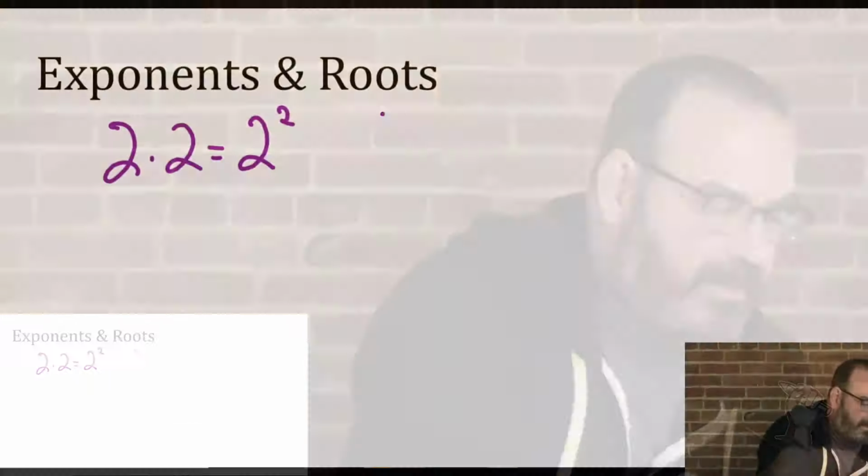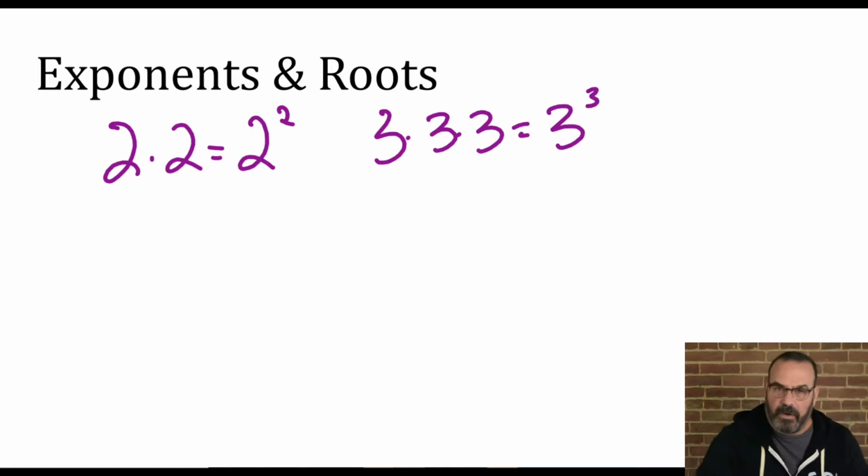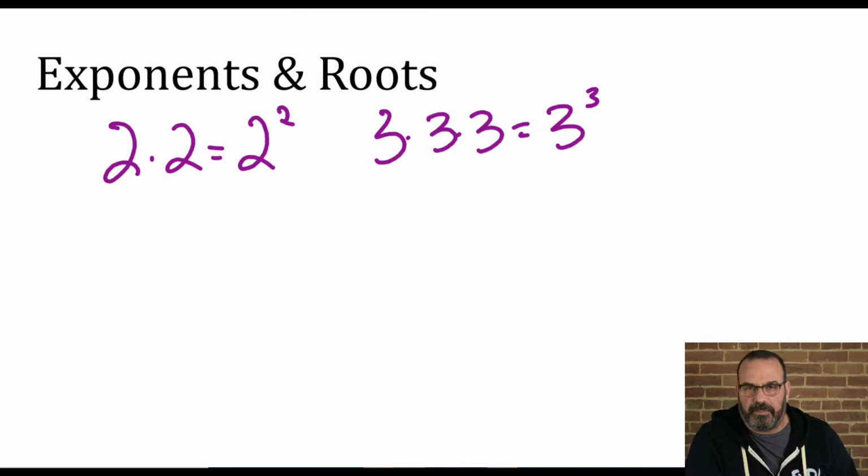All right, the ACT. The ACT tests exponents and roots. What's an exponent? An exponent is simply when a number is multiplied by itself. We call that an exponent. So if 2 is multiplied by itself 2 times, we say 2 squared. If 3 is multiplied by itself 3 times, we call that 3 cubed. Squared and cubed are the first 2 exponents.